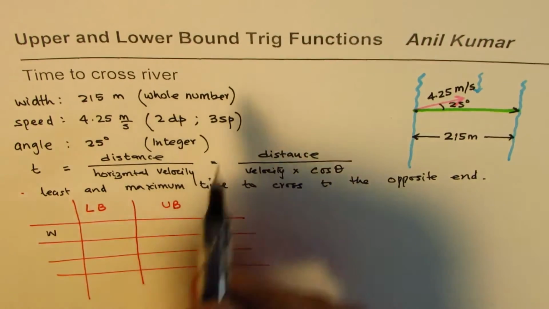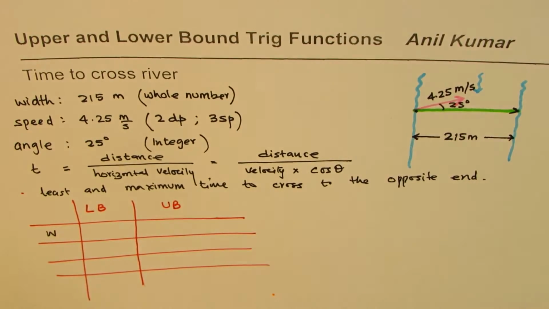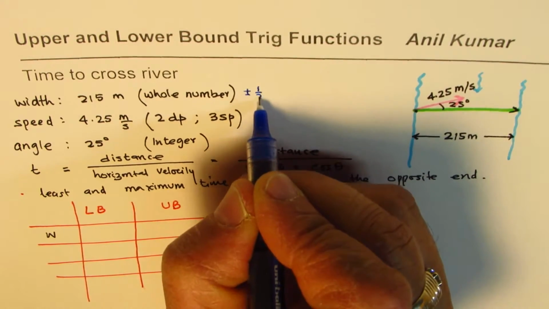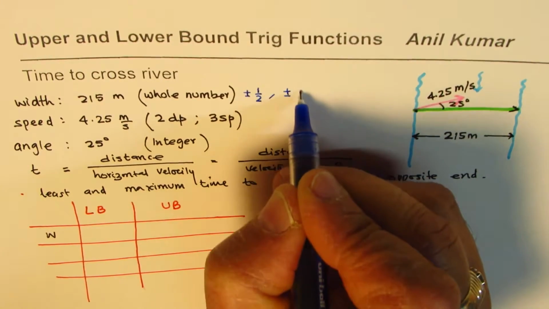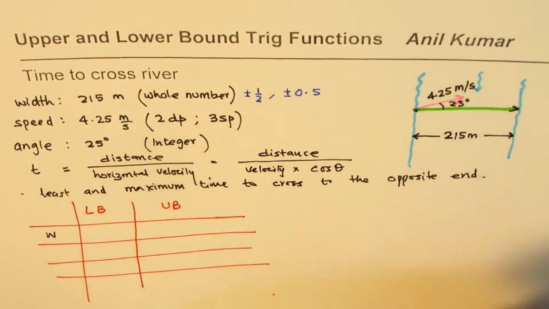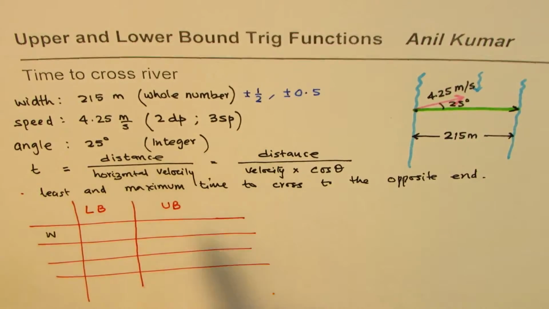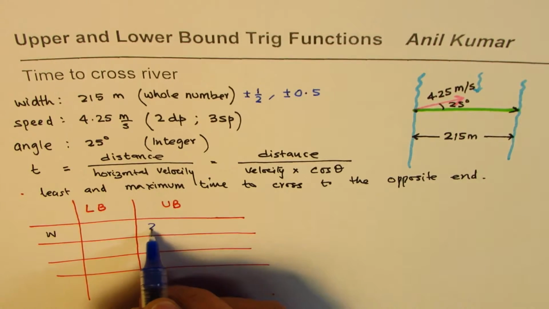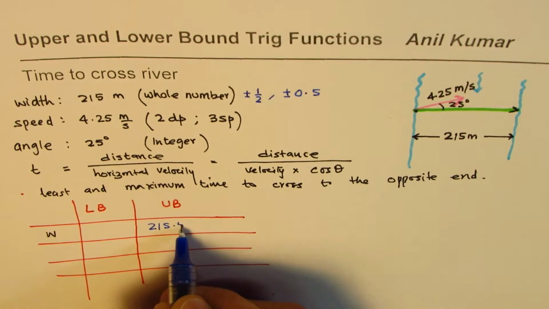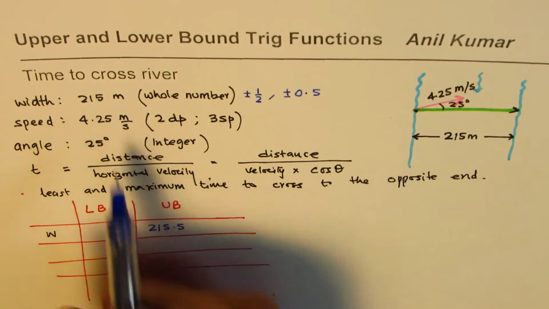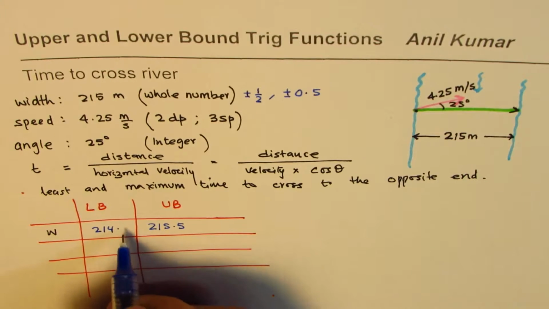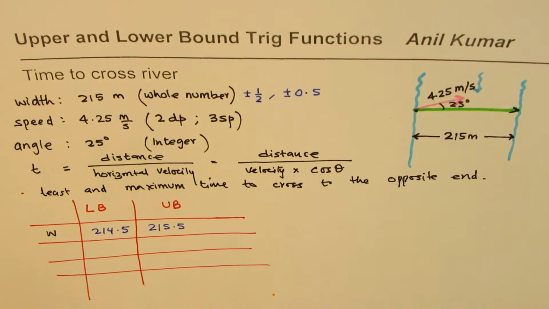215, whole number. That is to say, we have to add and subtract. Whole number means 1. We have to add and subtract 1 over 2, or add and subtract 0.5. Is it okay? So that is what we have to do. If I add 0.5, I get a higher number, which is 215.5. If I subtract, it is 0.5 less than 215, so it is 214.5. Is that okay? So we get the possible range for the width.